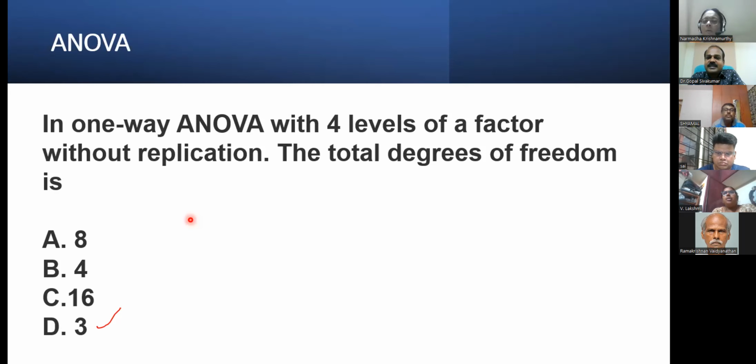First factor, 4 levels. Second factor, 3 levels. Third factor, 2 levels. 4 into 3 into 2, how much? 24. And replication is 2, so 24 into 2, 48. Total 48 experiments, minus 1. The total degree of freedom, 48 minus 1, 47.